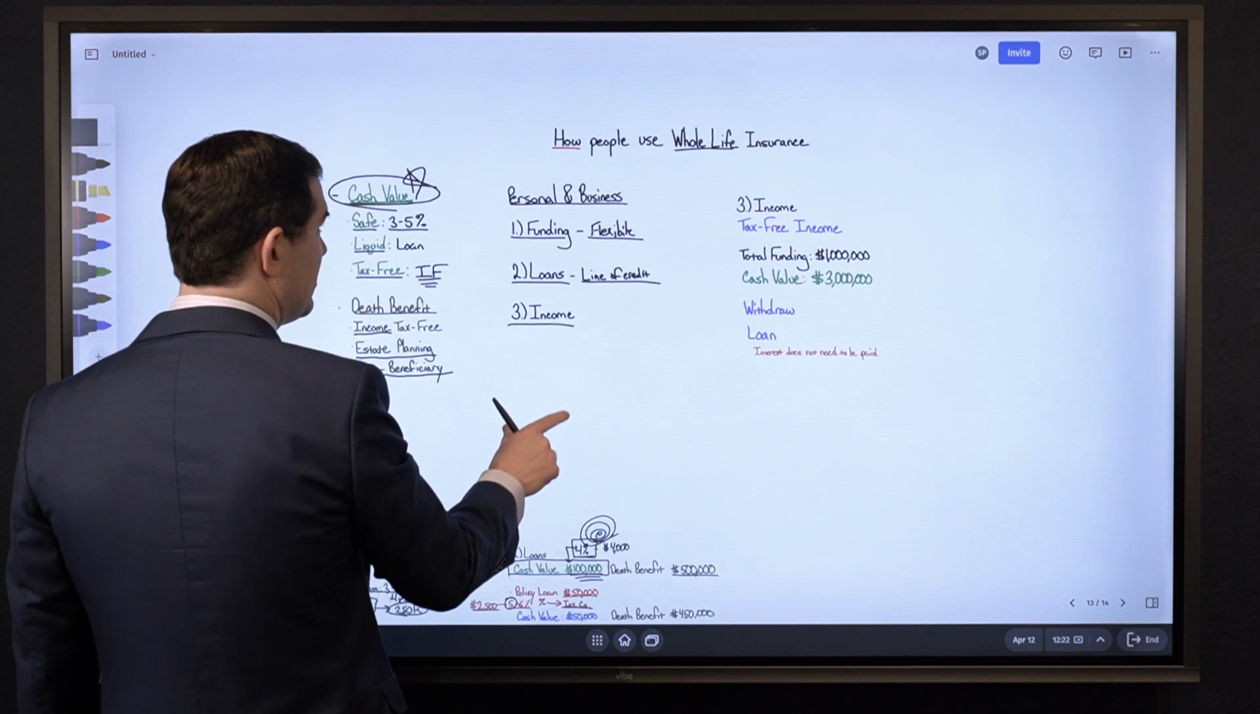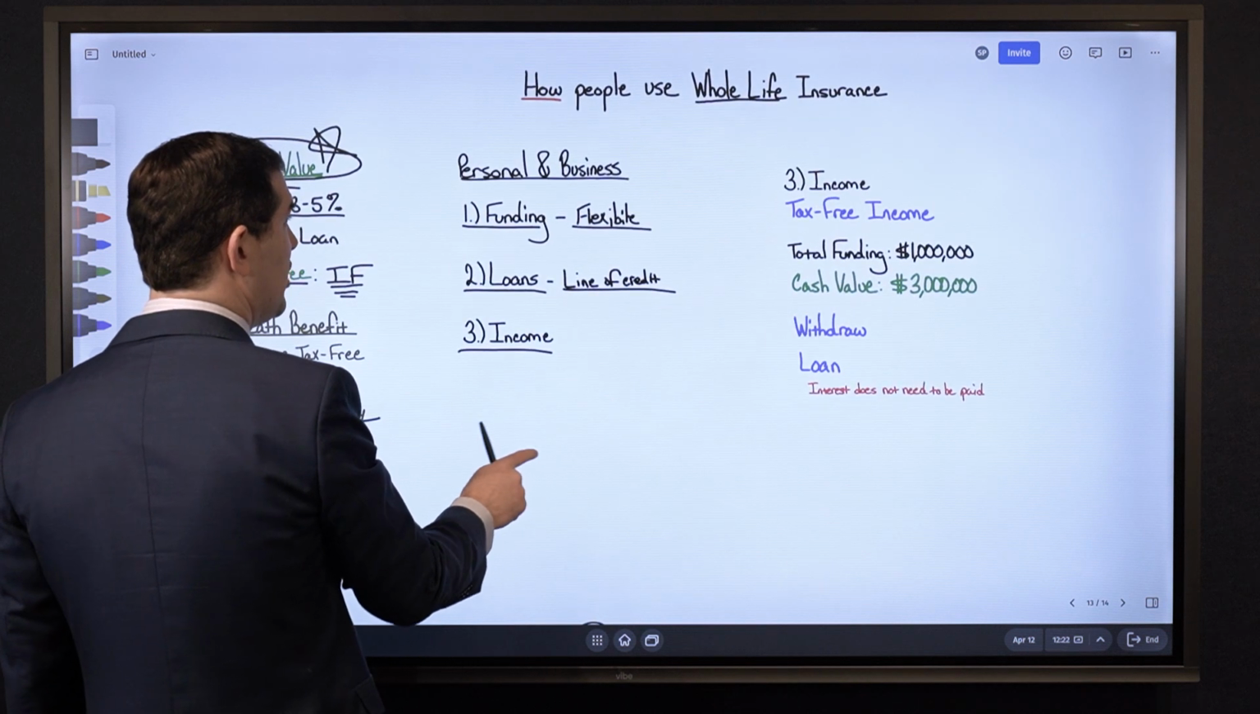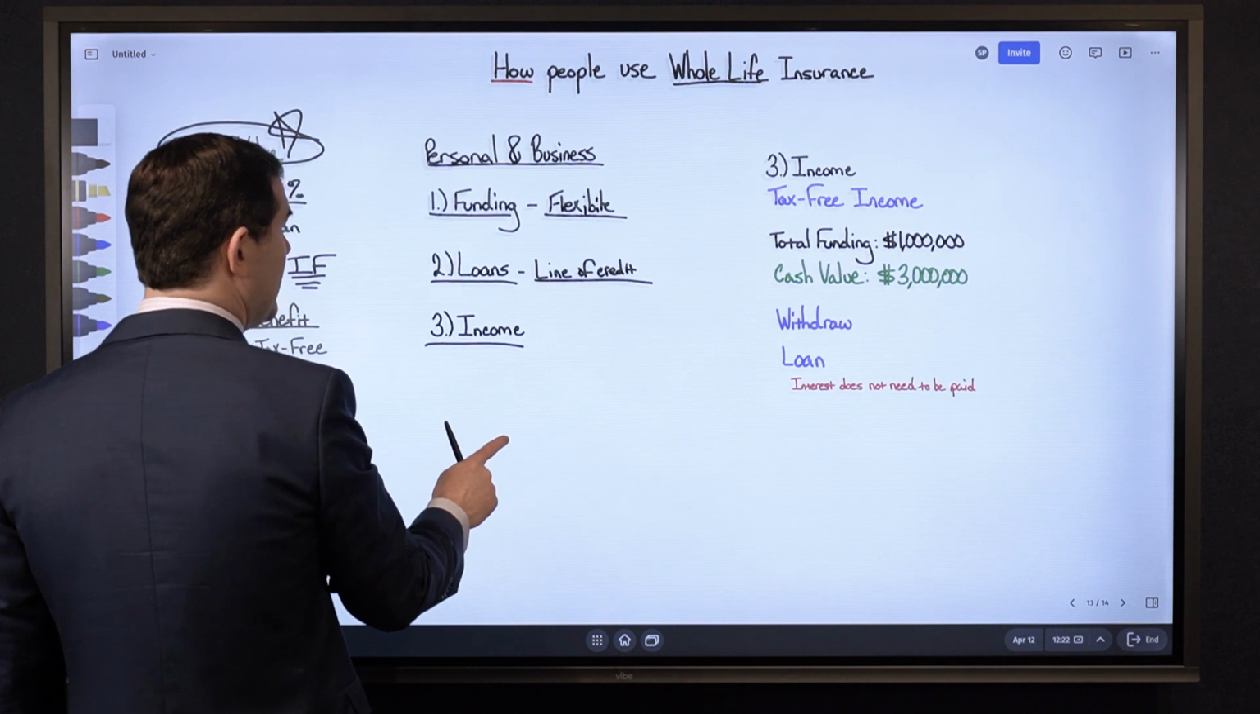So the last piece, as far as how people use whole life insurance, is on the income side of things.